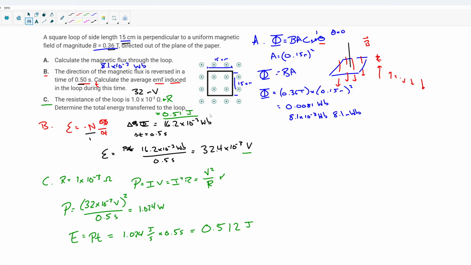Multiple different ways you can use this stuff, your flux equation, your Faraday's law equation, and one example of how you'll put this stuff together with figuring out the energy, power circuit stuff.